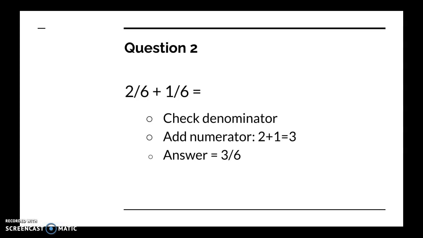Now we see that we have 2 over 6 plus 3 over 6. So we're going to go through our steps again. We're going to check our denominator. So our denominator here is 6, and our denominator here is 6. So we have a common denominator, so we can go on with our question. So now we need to add our numerators. So we have 2 and we have 1. So that equals 3. So 3 is going to be in our numerator spot and 6 in our denominator spot. So our answer is 3 over 6.